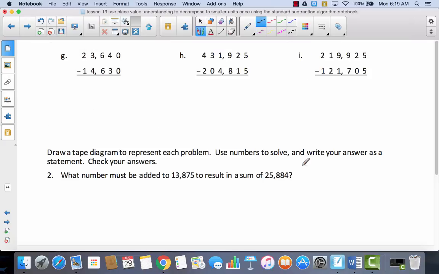Okay, let's take a look at G. So we're going to try to do G, and we're going to look to see if every place we are ready to subtract. Are we ready to subtract in the ones place? Yes. In the tens place? Yes. In the hundreds place? Yes. What about the thousands? No, we have to come to the 10,000s and unbundle a 10,000 and move it to the thousands place.